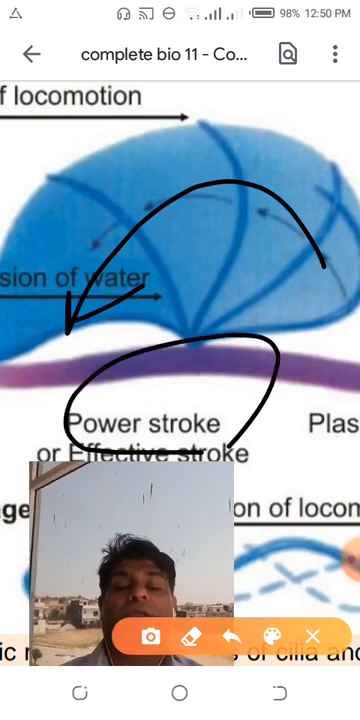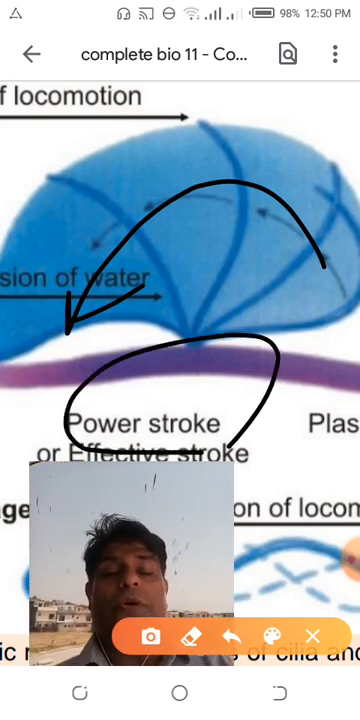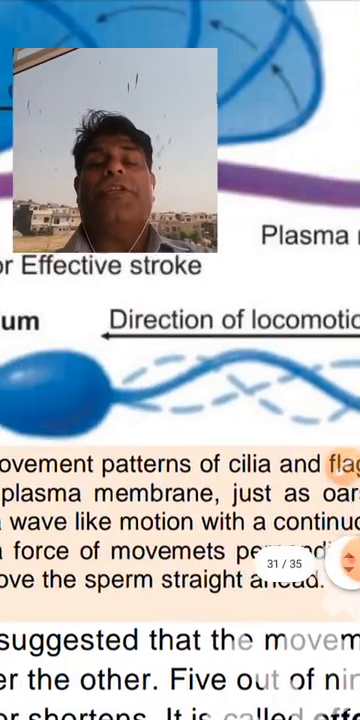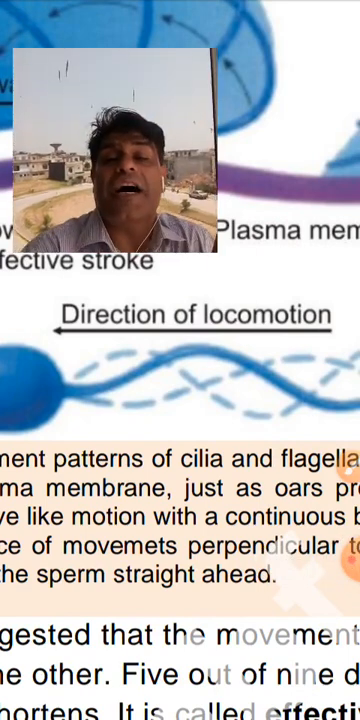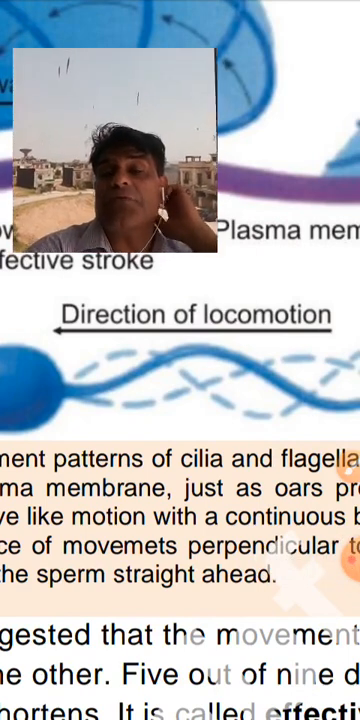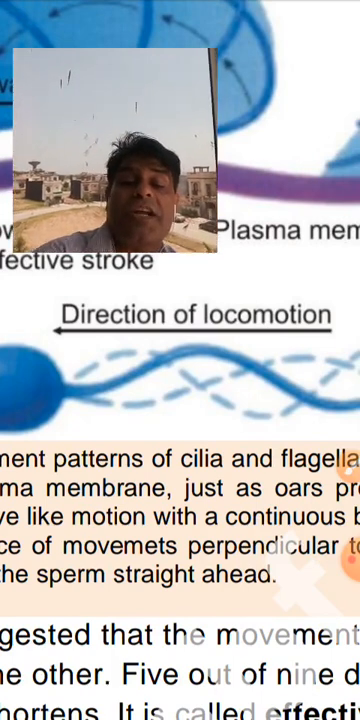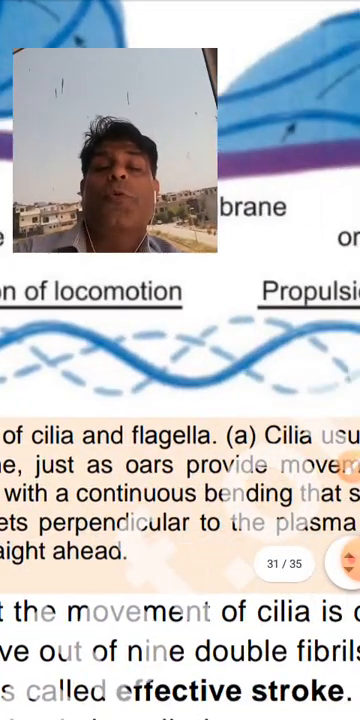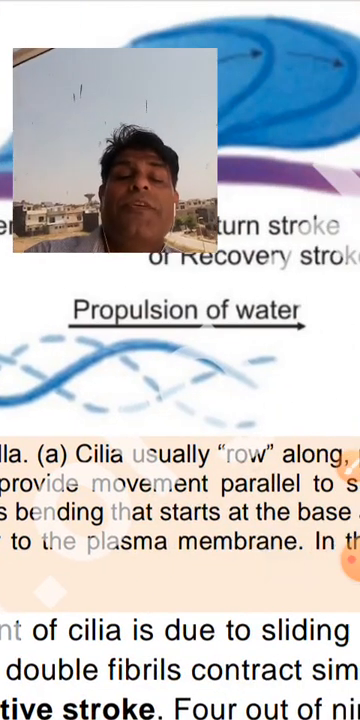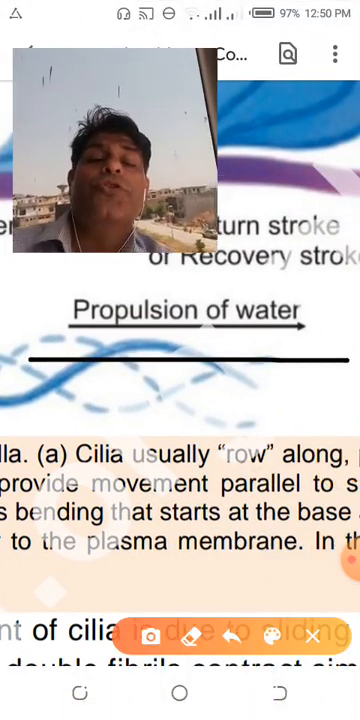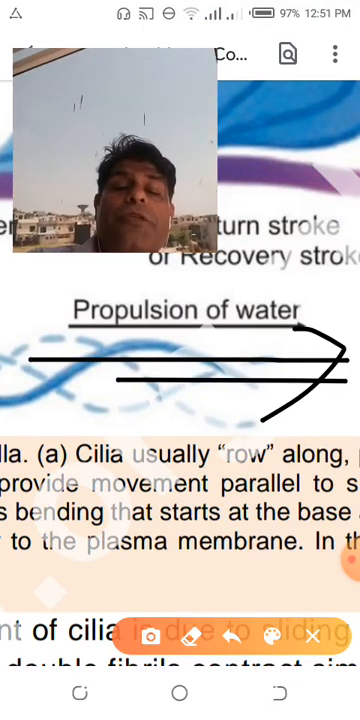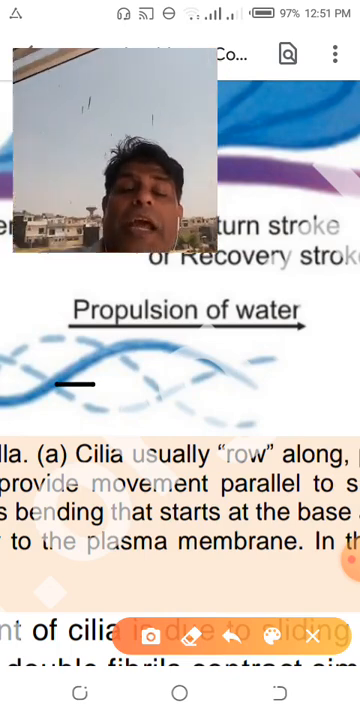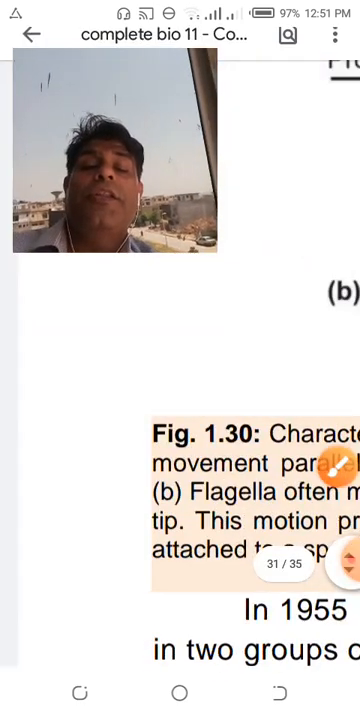That is effective stroke. Now I have to show you one more thing which is important, because for flagella, I did not tell you the direction of locomotion. Flagella, you know, are large in size, and flagella also arise from the basal body in the cytoplasm. The cilium also arises from the basal body. In the direction of locomotion, the water is being pushed back, and the animal is moving in the forward direction.